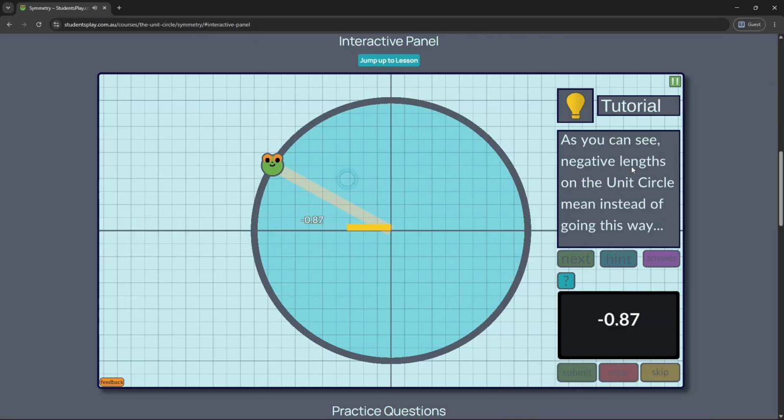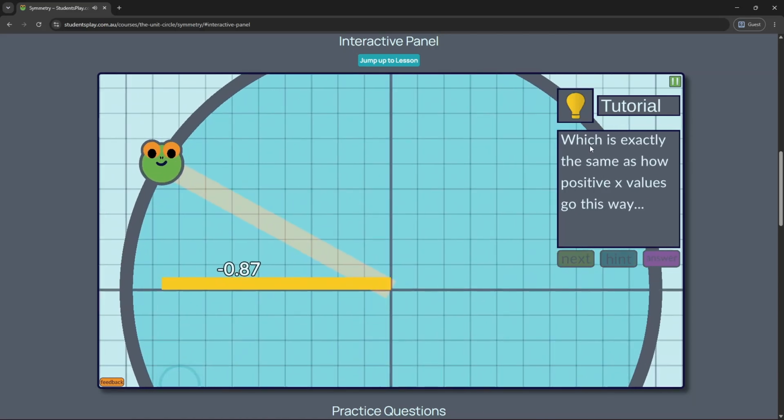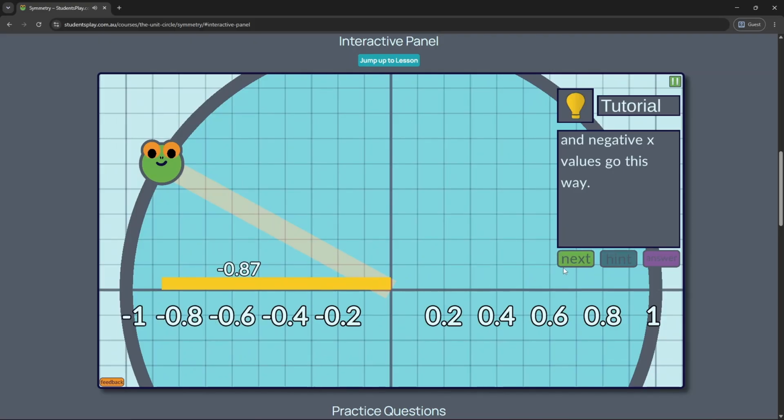As you can see, negative lengths on the unit circle mean instead of going this way, to the right, they go this way, so to the left, which is exactly the same as how positive x values go this way, and negative x values go this way, just like any graph.